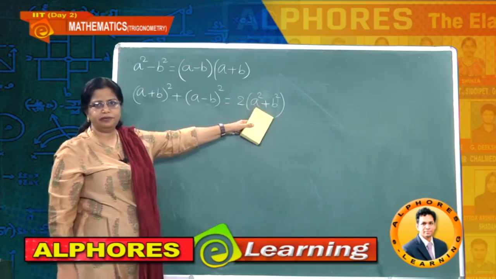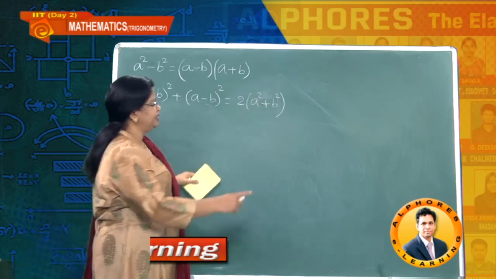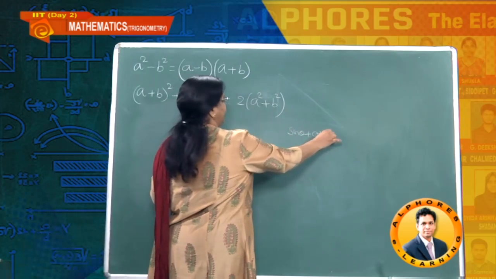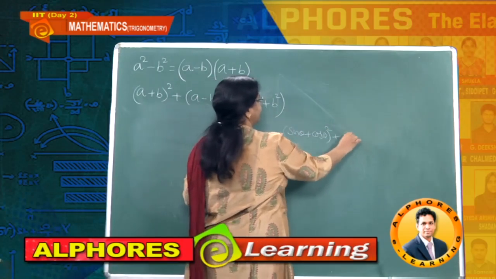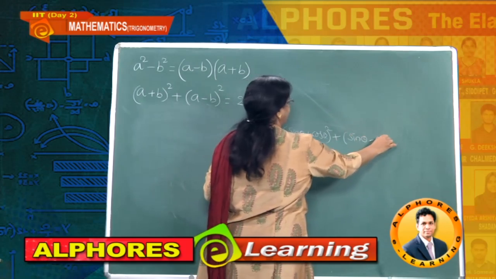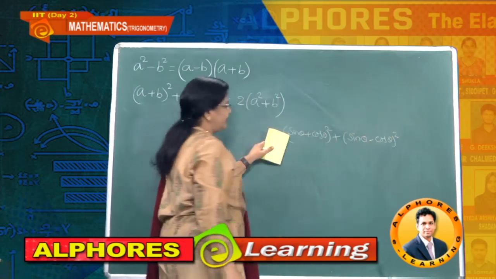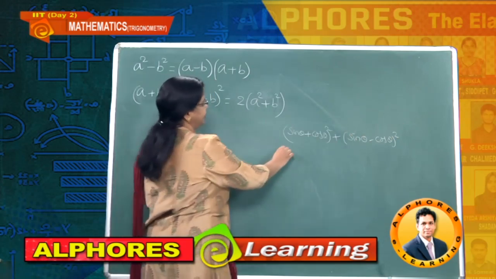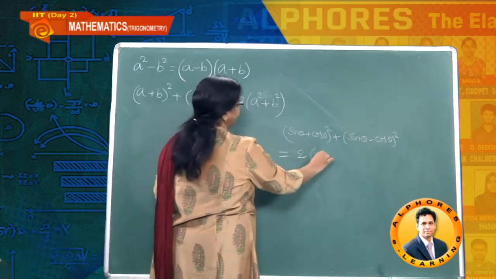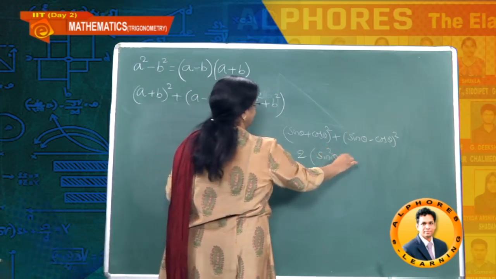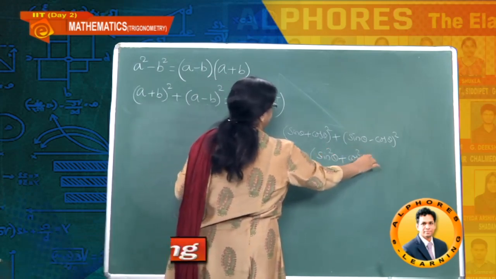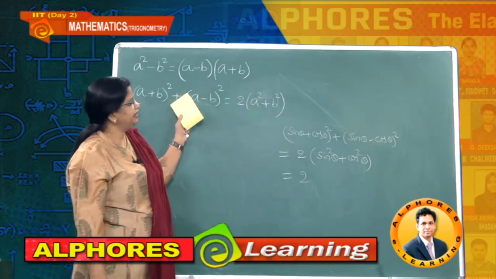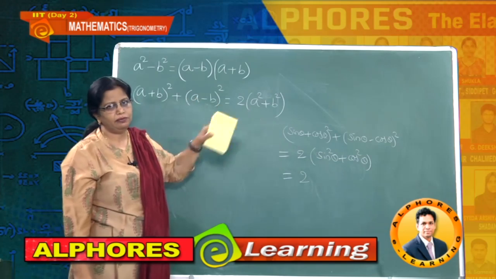What is the use of this formula again? Suppose I got (sin theta + cos theta) whole square plus (sin theta - cos theta) whole square, then there is no need of solving again, that is sin square plus cos square plus 2 sin cos, etc. Directly you write it as 2 times (sin square theta plus cos square theta), and thereby your answer is nothing but how much? 2. So in this way just make use of this kind of formulae.